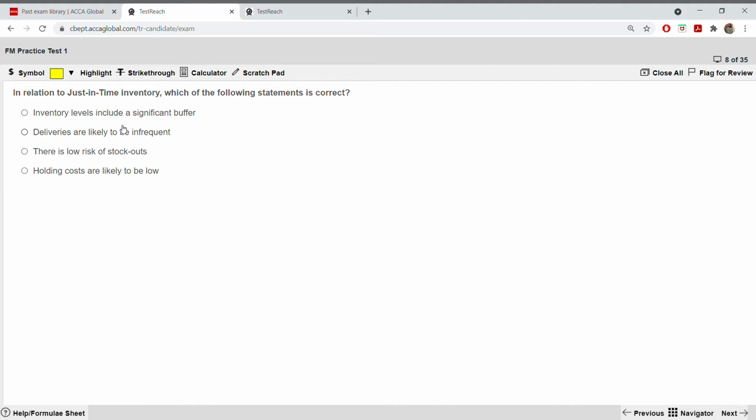This is something which is very easy and you should be able to quickly answer. Holding costs are likely to be low, because definitely the others are not correct. You will have a high risk of stock out because you don't have the stocks in house. Deliveries infrequent? No, you will have very frequent deliveries. Inventory levels include a significant buffer? No, it does not. All the others are incorrect.